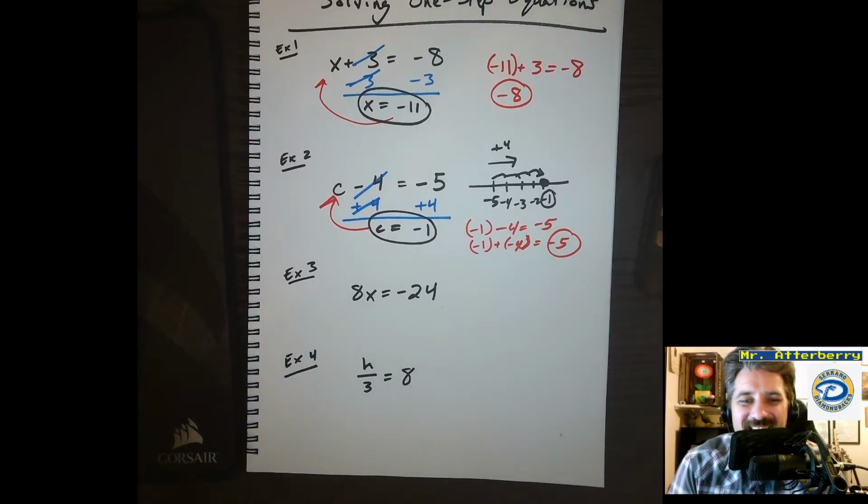We got example 3, which is 8 times something we're going to call x, and that equals -24. So to solve this one, we're going to divide both sides by 8. Okay, why are we dividing by 8? Because if you see this kind of problem set up, this says 8x, which means 8 times x. 8 times some number equals -24.